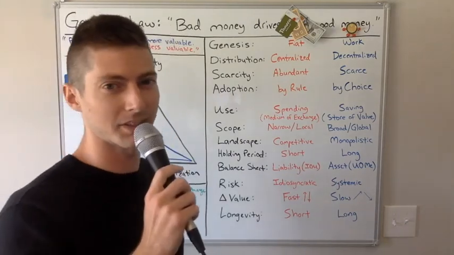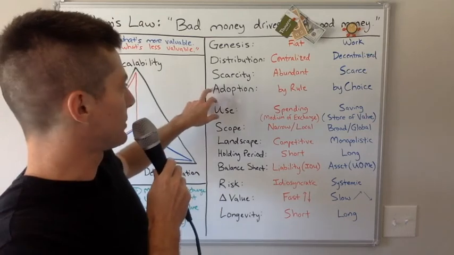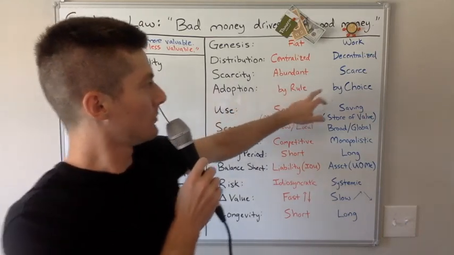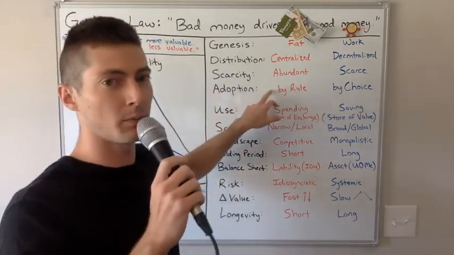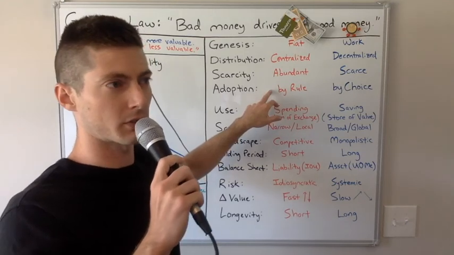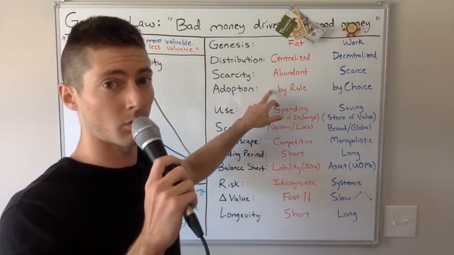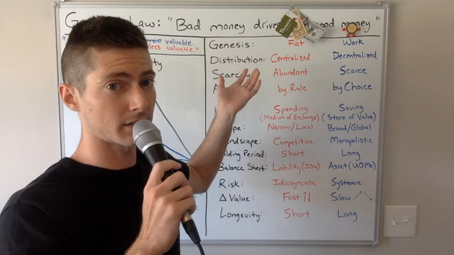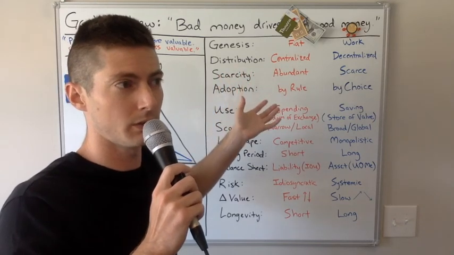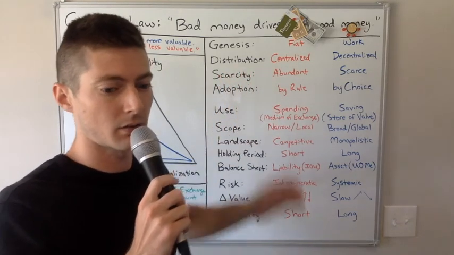No, it's not. Adoption by rule versus by choice. Currencies tend to be adopted by rule. So, for example, if you live in the United States, the rule is you've got to pay your taxes in dollars. So anyone who lives there has to adopt it, right?